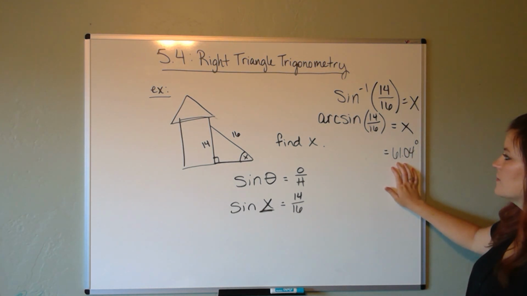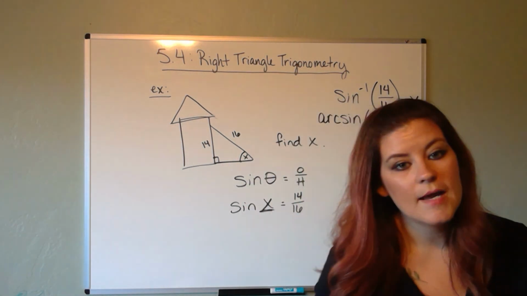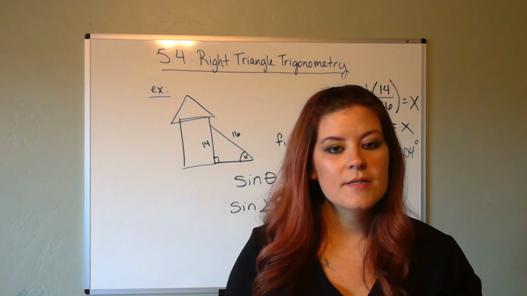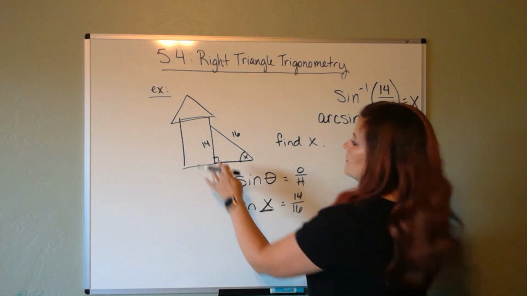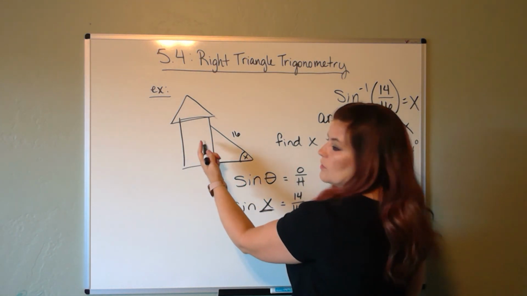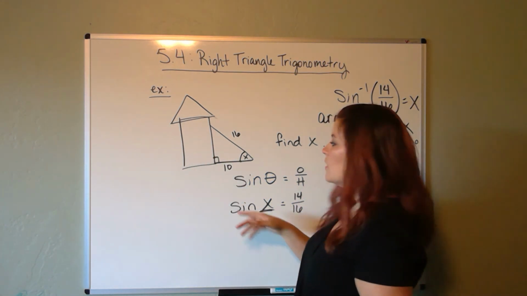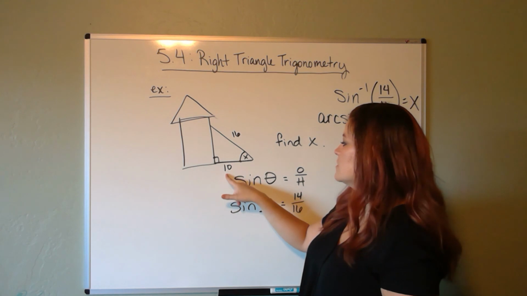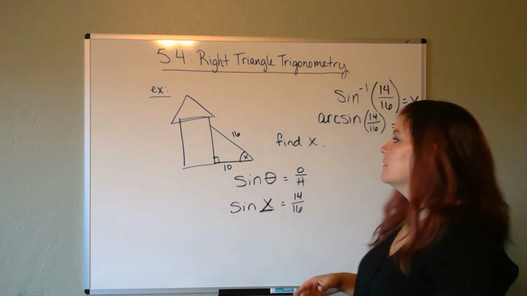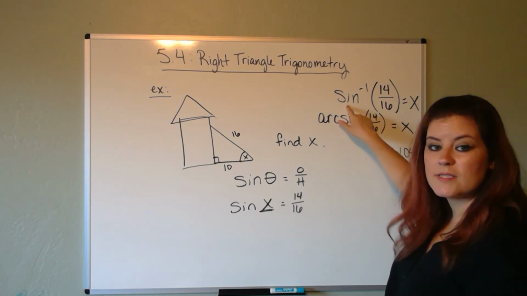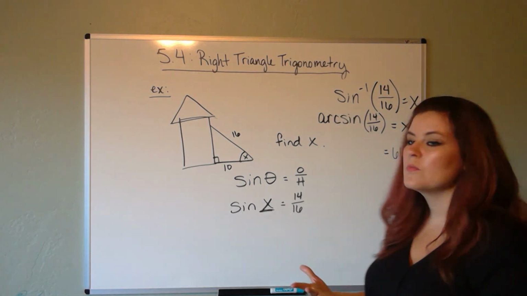So I got 61.04 degrees as x. Now, this particular example was a sine problem. You might have one that you need to use inverse cosine or inverse tangent. Like say you didn't know that was 14. You knew this was 10. Well, you wouldn't use sine on this problem, right? You would use adjacent over hypotenuse. You'd be using cosine. Well, for cosine, it would say cosine to the little -1, inverse cosine, or arc cosine.